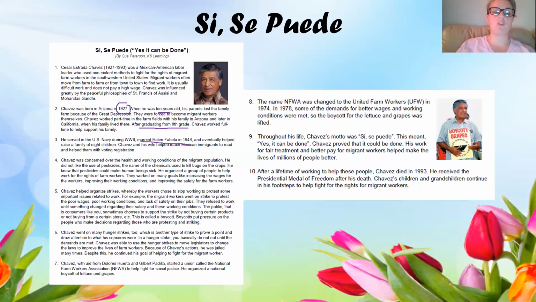Chavez went on many hunger strikes too, which is another type of strike to prove a point and draw attention to what his concerns were. In a hunger strike, you basically do not eat until the demands are met. Chavez was able to use the hunger strikes to move legislators to change the laws to improve the lives of farm workers. Because of Chavez's actions, he was jailed many times. Despite this, he continued his goal of helping to fight for the migrant worker.